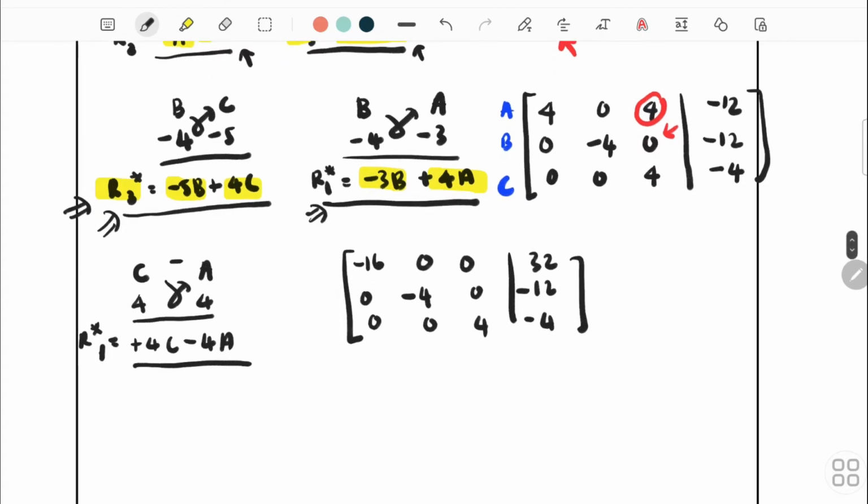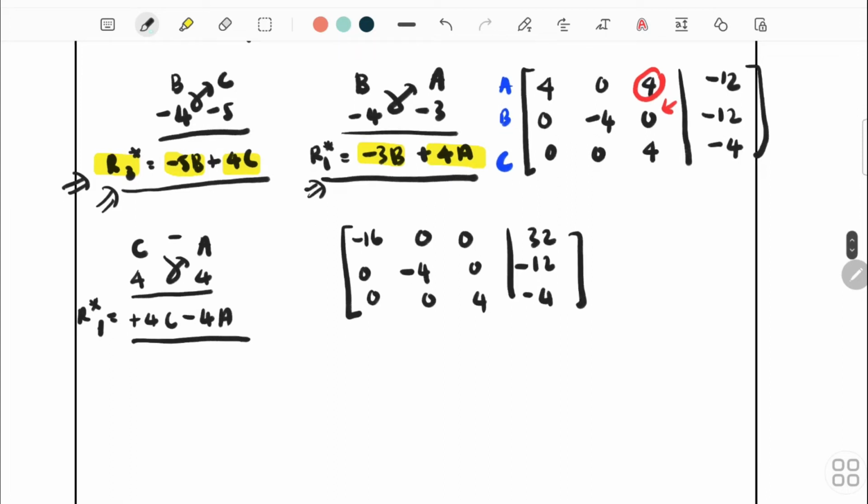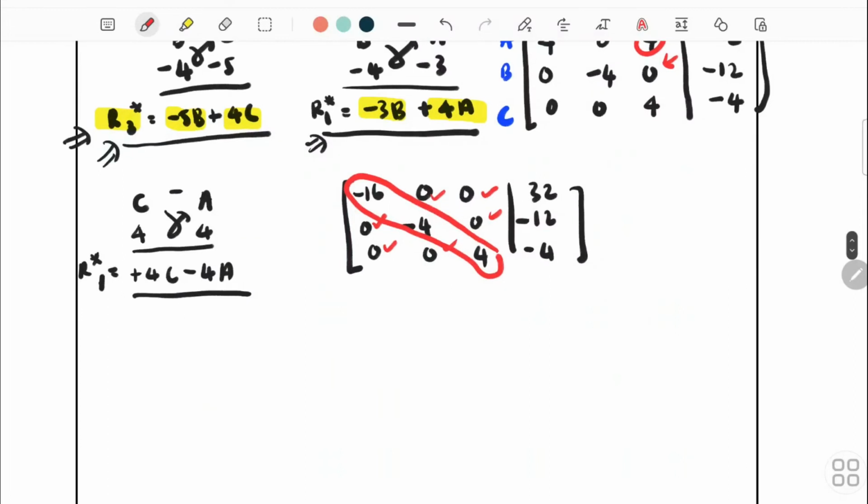Okay, so we are reaching the finish line, but not yet. We have made everything that needs to become 0 into 0. So we have done the 0 part. Now we're focusing on the diagonal entries. The diagonal entries for this matrix right now are -16, -4, and 4. So you have to change them to 1 in order to make this matrix the identity. That means you have to change every single row here.